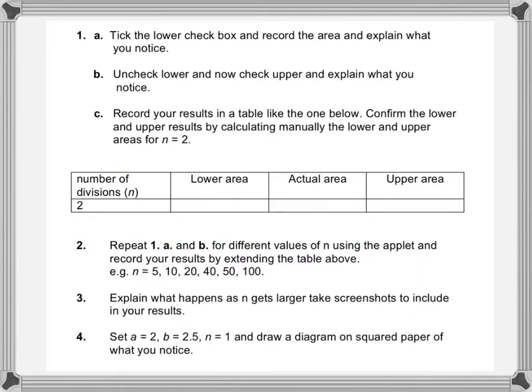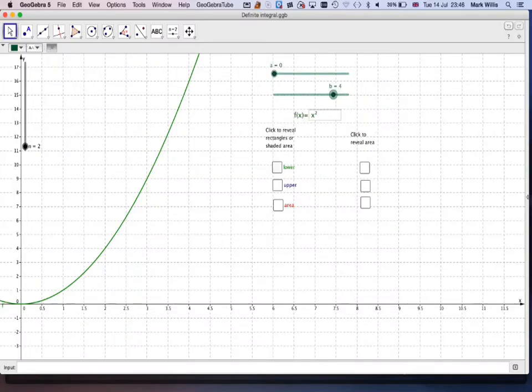Okay, we're going to tick the lower checkbox and record the error and explain what we notice. Check the lower one. What we see here is 1 square. This is a gross underestimate of the actual area, because the actual area is that one there. And if we do that one, here we get 2, and take that one off. Here we've got this end of the rectangle touching the curve, and when we do the other one, we have the other side of the rectangle. This is a gross underestimate of the area.